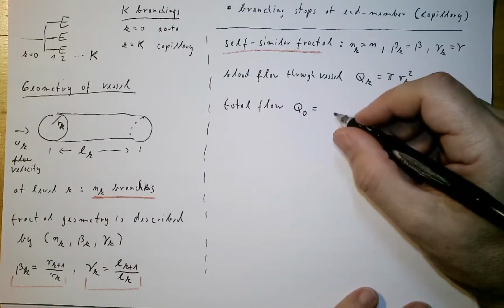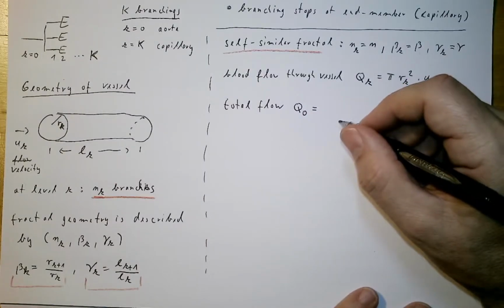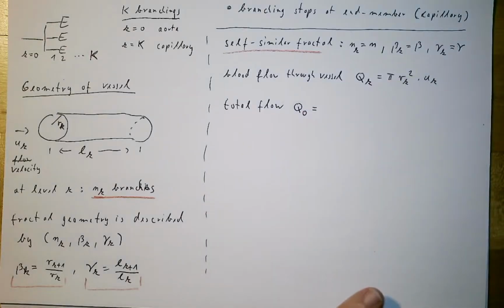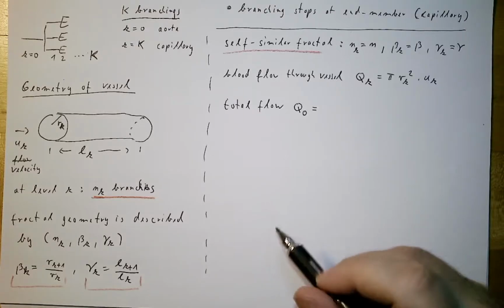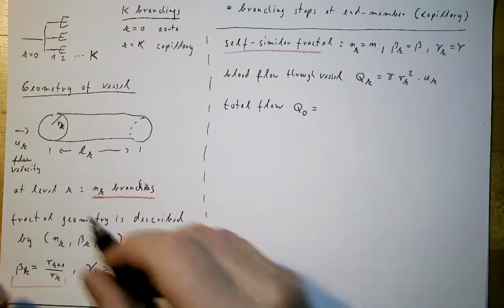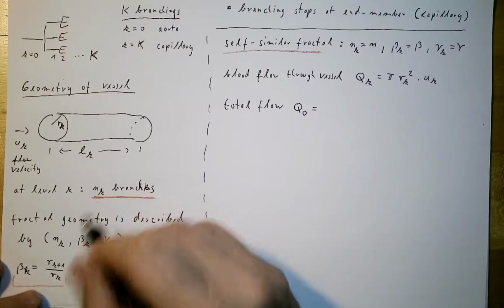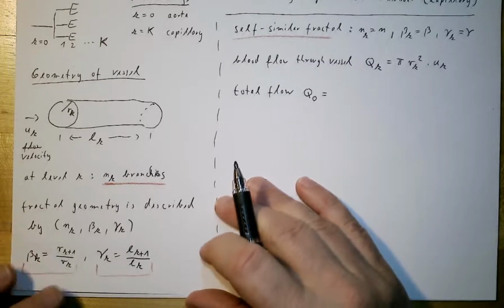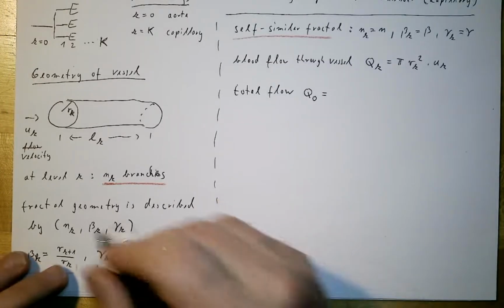So at a deeper level in the branching, maybe, okay, we forgot something. Where should I do this? I forgot to say something. Maybe I can do this here. What's the total number of vessels?